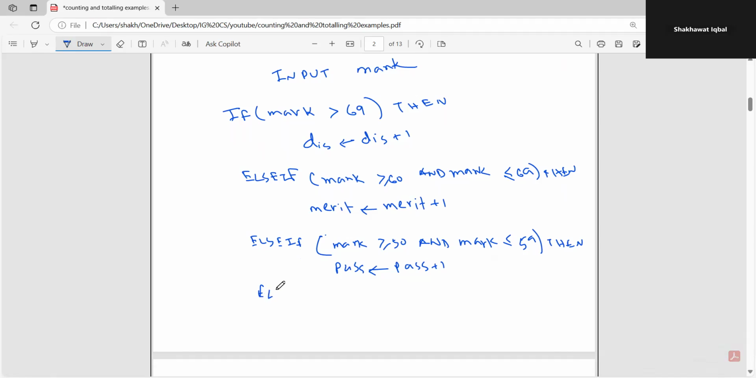Else if mark, you can write also else fail equals to fail plus 1, but I just want to show you: if mark less than 50, then fail equals to fail plus 1.